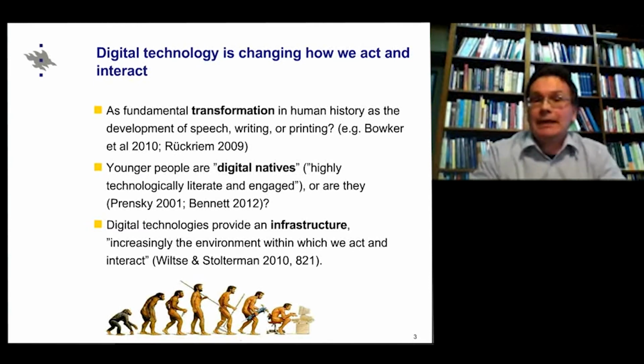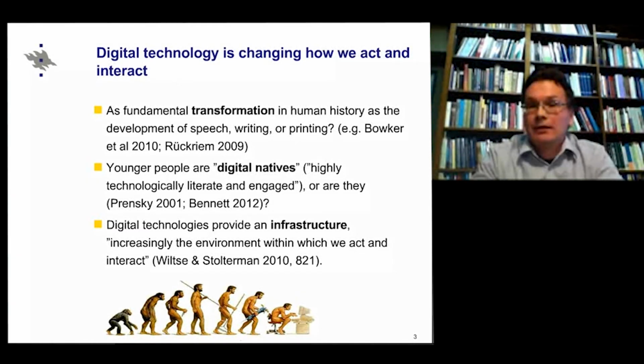But in any case, I think it's right to say that digital technologies are providing a kind of infrastructure for us all. We search for information by using the internet, and we communicate with others by social media or by emailing, and we buy things or search things by using the internet. So in any case, it's a basic infrastructure that influences our life a lot, of course.